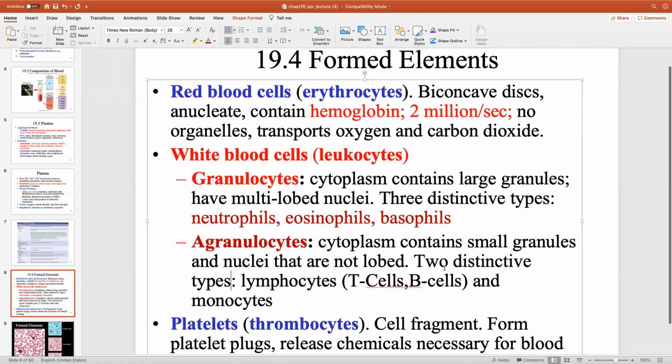Agranulocytes, right? 2 distinct types. They do not have granules, so their cytoplasm should look pretty clear, in other words. All right, the 2 main types of agranulocytes are lymphocytes and monocytes. Lymphocytes are T cells and B cells. We're going to see all of these cells right here. These are what allow us to have immune memory.